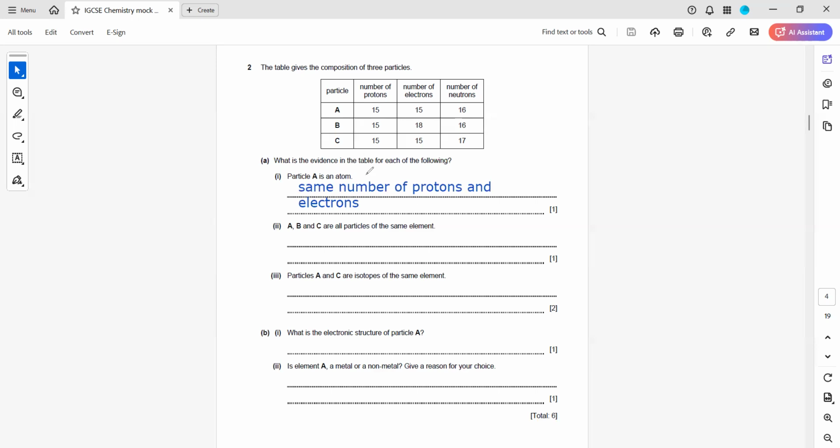The next question: particle A is an atom because it has the same number of protons and electrons. A, B, C are particles of the same element. How can we identify they are particles of the same element? Because they have the same number of protons. Proton is the identity of an element.